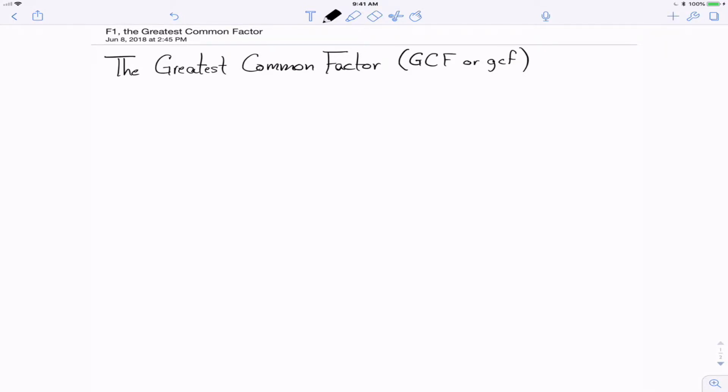abbreviated as GCF, using all caps or all lowercase letters. The greatest common factor, we would say, refers to what's called the distributive property. It refers to the distributive property.